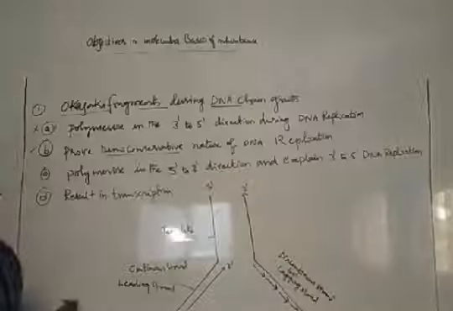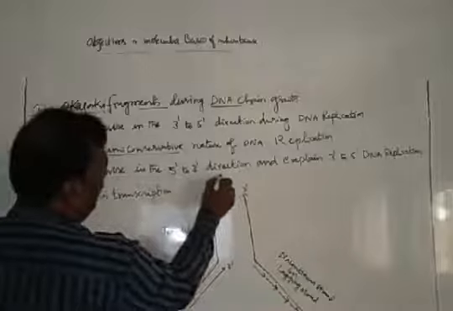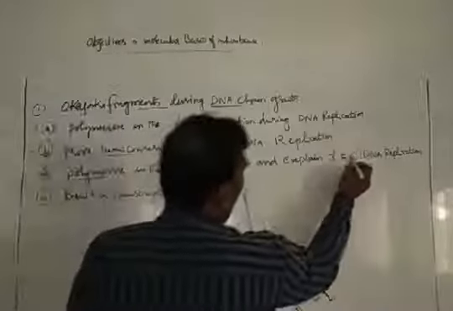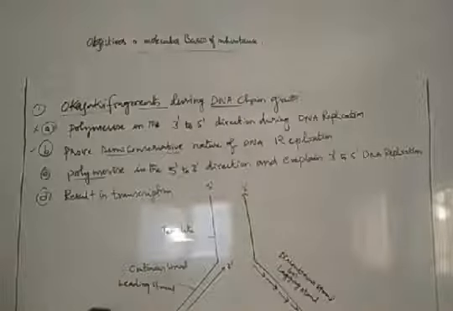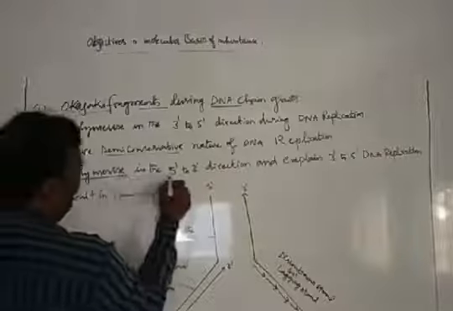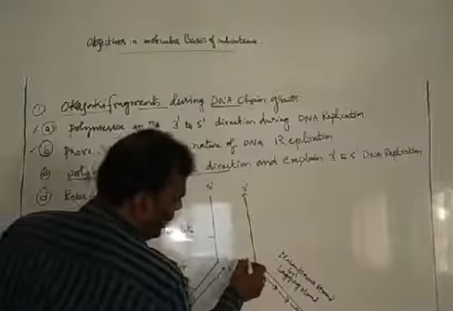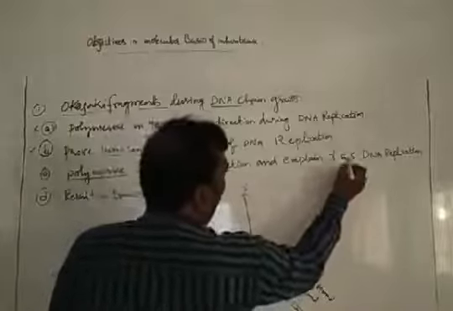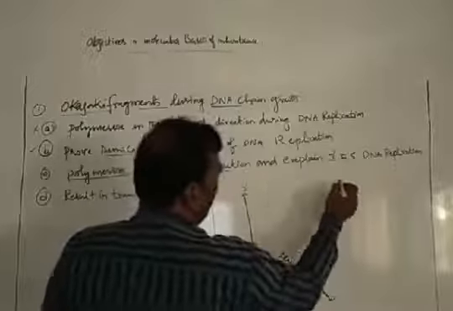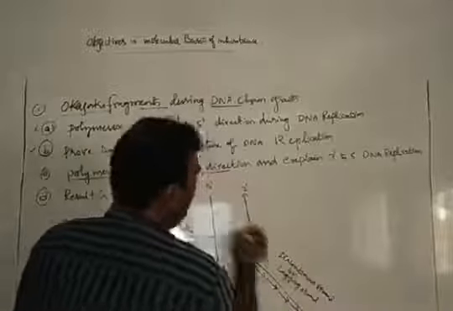Now the other two. Polymerase in the 5' to 3' direction, and explain the 3' to 5' DNA replication. Polymerase in the 5' to 3' direction is right, because the Okazaki fragment is formed in the 5' to 3' direction only. But it does not explain 3' to 5' DNA replication. It explains 5' to 3' replication only.